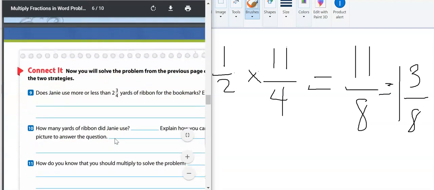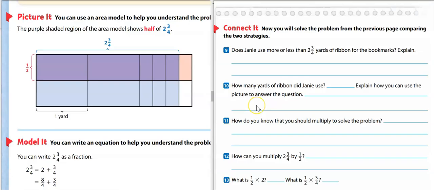Go ahead and turn to the next page. So now we will solve the problems from the previous page, comparing the two strategies. Number 9 says, does Janie use more or less than 2 3/4 yards of ribbon for the bookmarks? And explain. So if this entire area represents 2 3/4 yards, our answer is in the purple. Does she use more or less than 2 3/4? Again, this entire space represents 2 3/4.